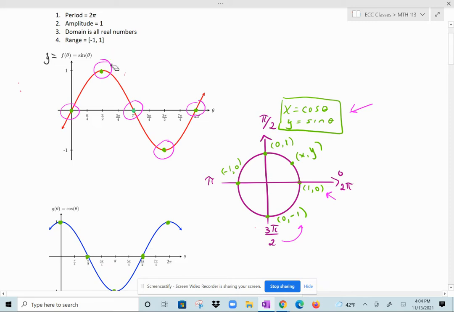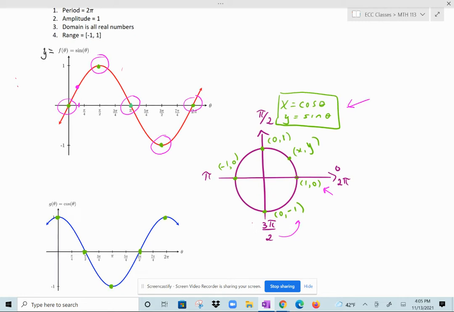All the other values that we're already familiar with for sine also exist on this graph. For example, we know that pi over 6, which is around here, has a value of a half. And that looks like it's about a half on the graph because pi over 6 is 30 degrees and the sine of 30 degrees is 1 over 2. And all the other values in between 0 and 2 pi are represented on this curve.